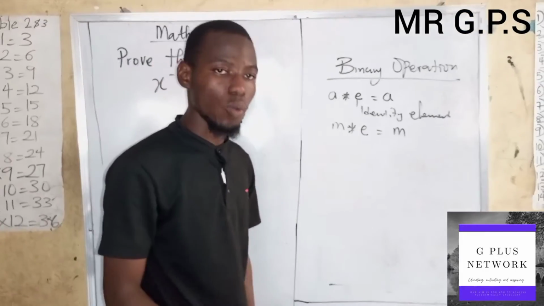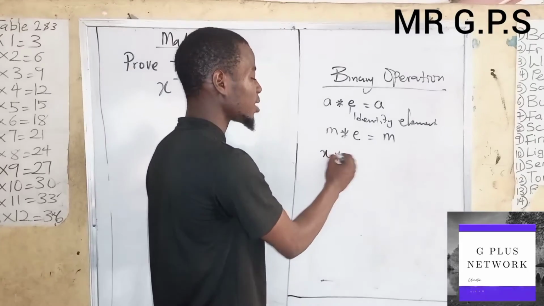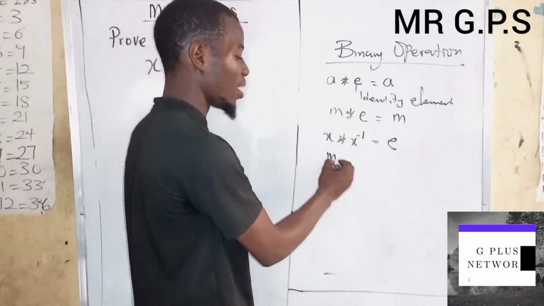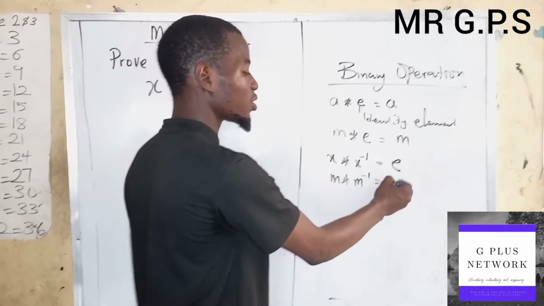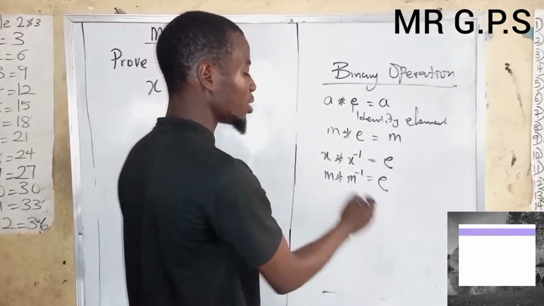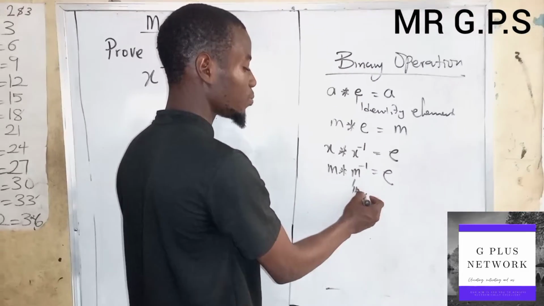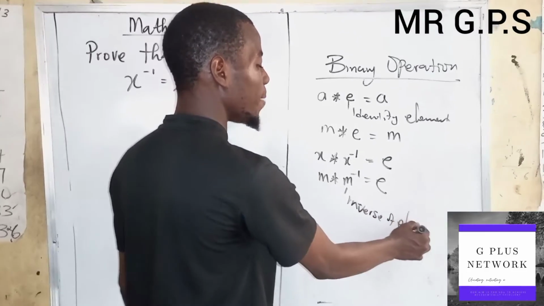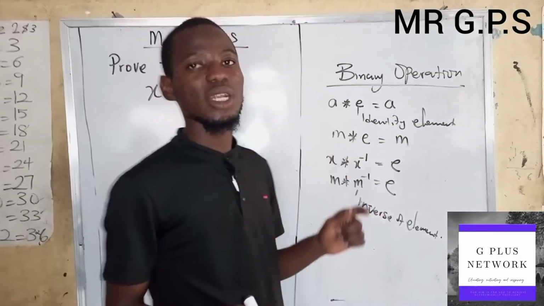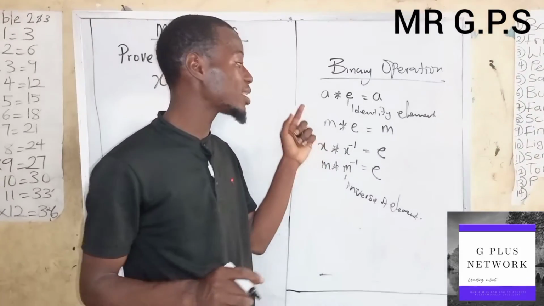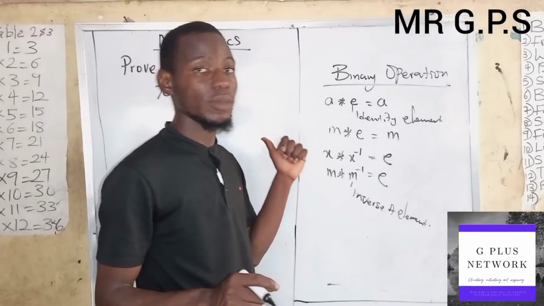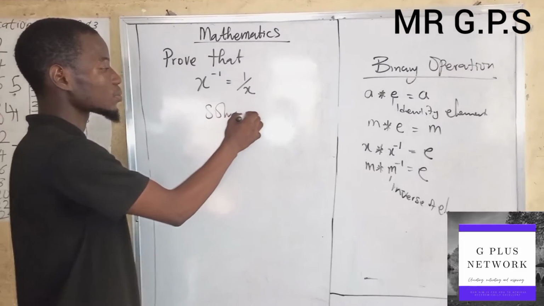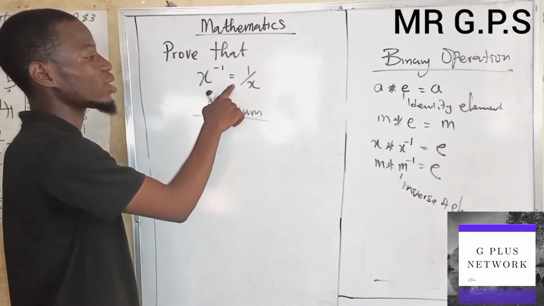And also, X asterisk X inverse will give us E, which is this. And if we have M asterisk M inverse, it will give us E, which is the identity element. So this is called the inverse method, the inverse of elements under binary operation. So if you don't have a good knowledge of binary operation, you might have problem with this. Are you there with me? So look up. It becomes x raised to power minus 1 equals 1 over x.